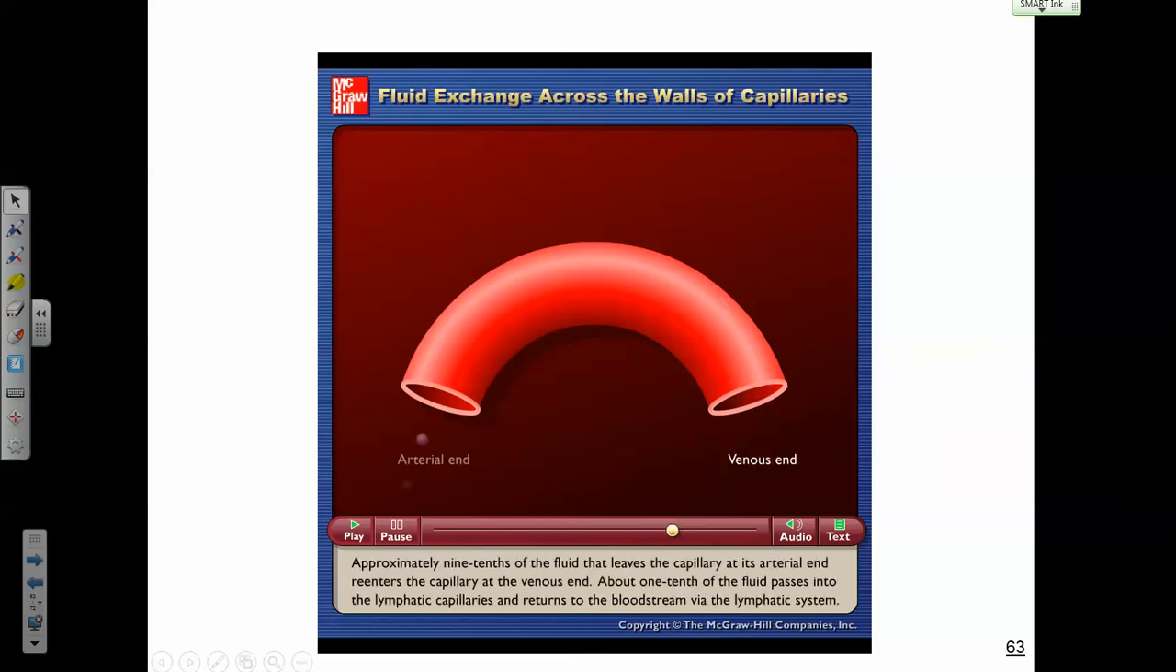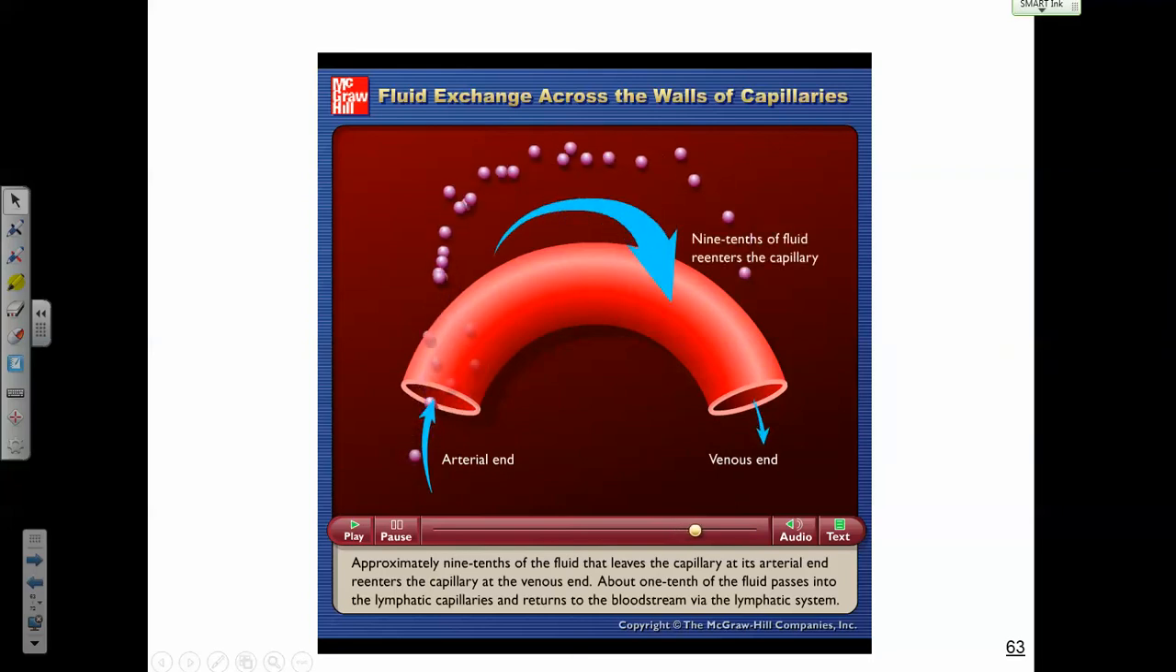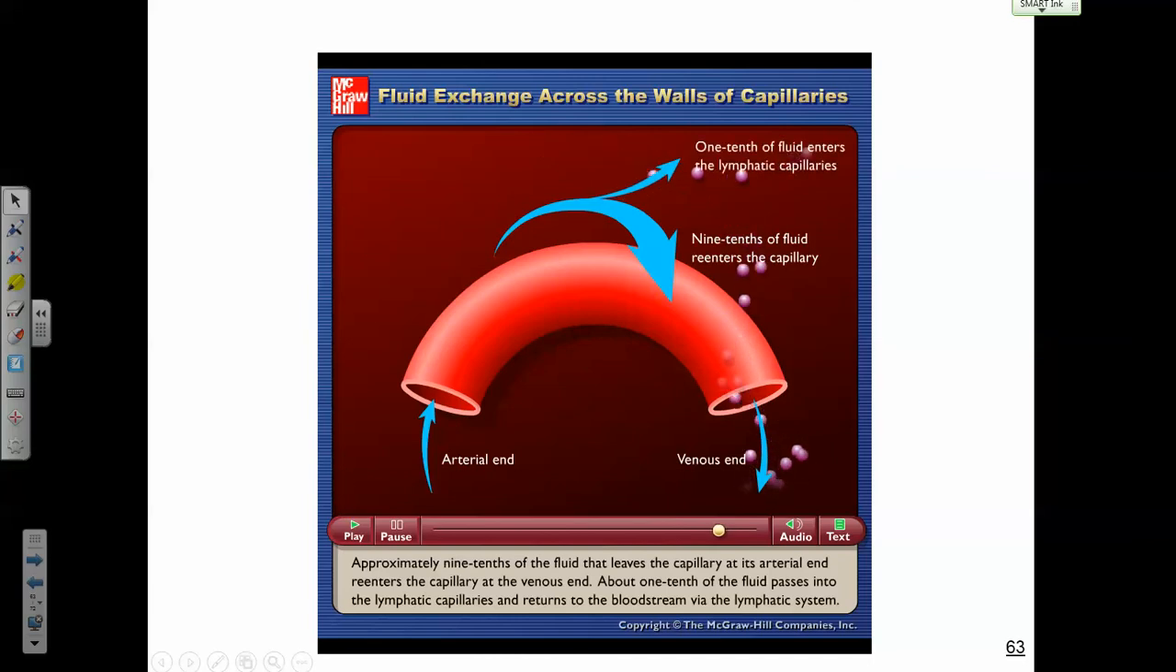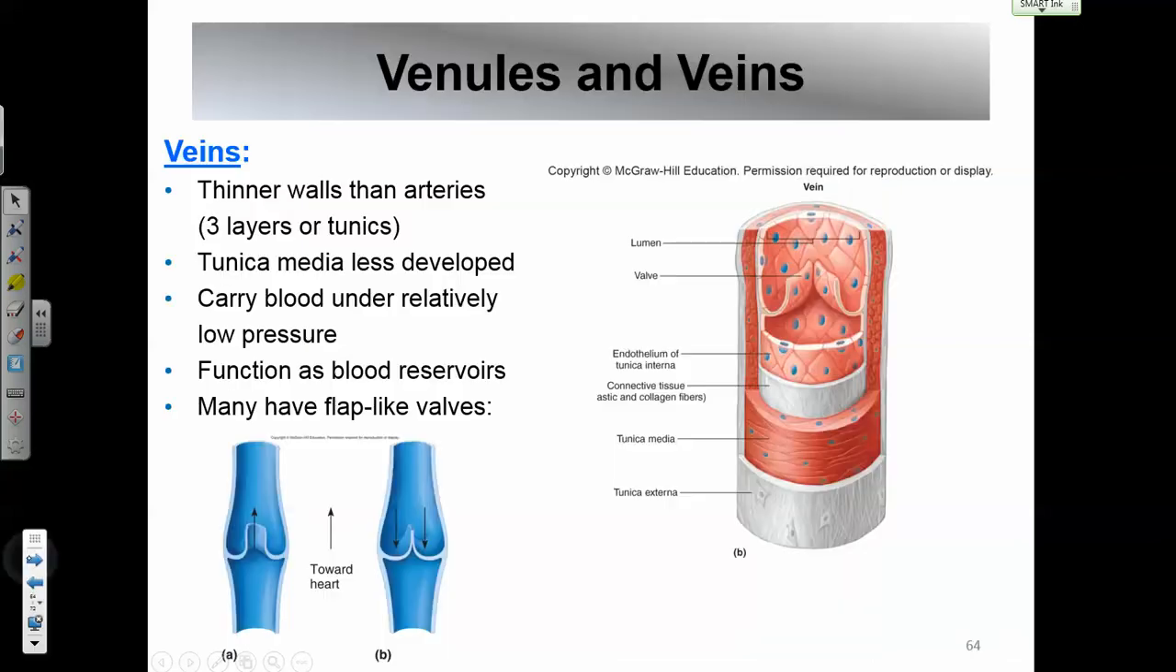Approximately 9/10 of the fluid that leaves the capillary at its arterial end re-enters the capillary at the venous end. About 1/10 of the fluid passes into the lymphatic capillaries and returns to the bloodstream via the lymphatic system. And we'll see that in the next unit, okay, that lymphatic flow.